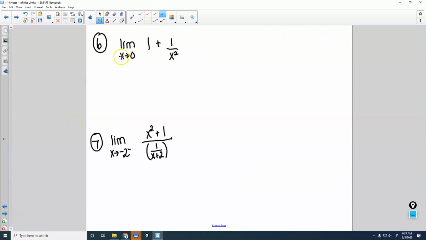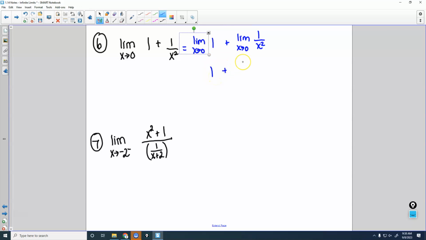All right, so if I have a problem like this, the limit as x approaches 0 of 1 plus 1 over x squared. So properties of limits tell me I can think of doing this separately. I can do the limit as x approaches 0 of 1 plus the limit as x approaches 0 of 1 over x squared. Now, limit as x approaches 0 of 1 is 1.